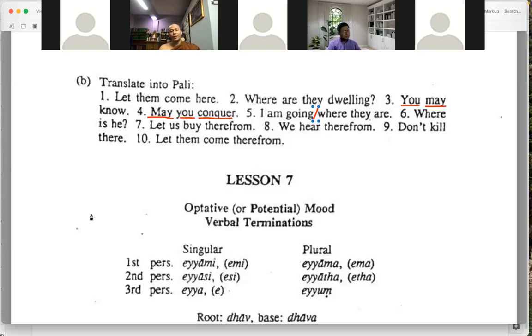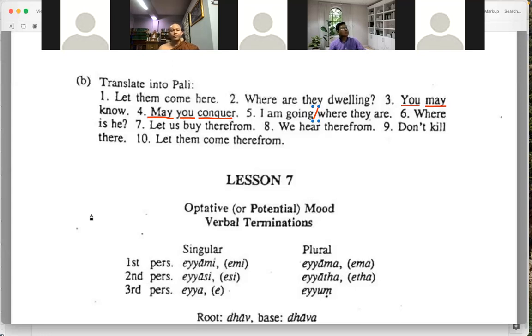And then number 8, we hear therefrom. So because of we, okay, subject mayan, and then past person plural ma or something. But here is present tense. So present tense past person plural is ma. So mayan ma. But here base means suna in Pali. Mayan suna ma. Therefrom is from there, same. So mayan the door suna ma.